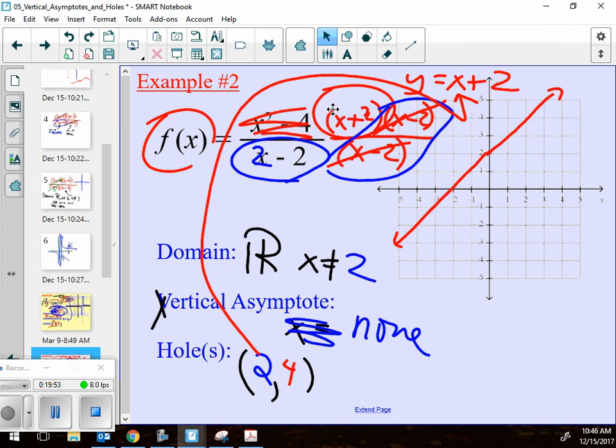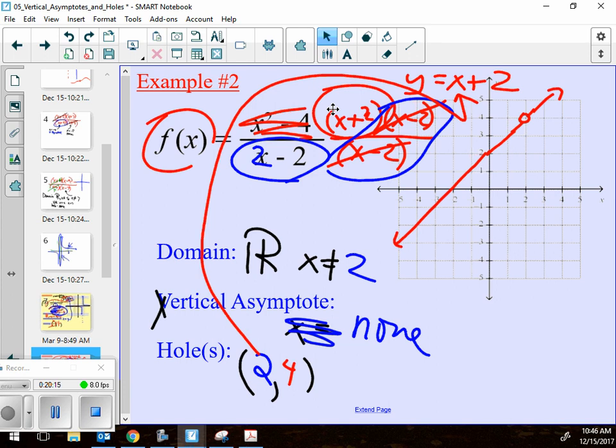2 comma 4. So now I'm going to go over to my graph, and at 2 comma 4, which is right there, it seems like there'd be a dot there, but there isn't. There's an empty spot right there. And I go empty spot there. There's my answer. Is there any part of that you'd like me to explain over again?